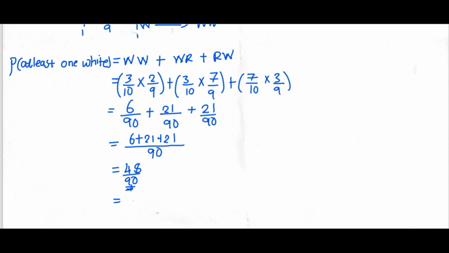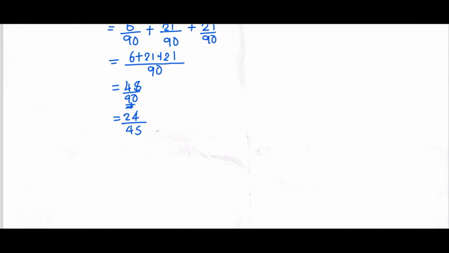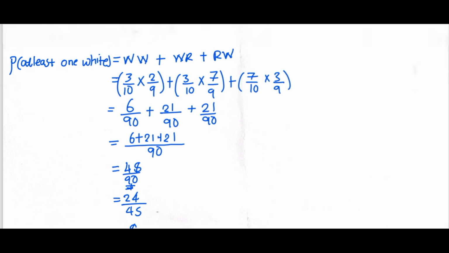If we want, we can reduce: 2 into 48 gives us 24 over 2 into 90 will give us 45. Which number is common? 3 is common. 3 into 24 will give us 8 over 3 into 45 will give us 15. Okay, so that is one way.